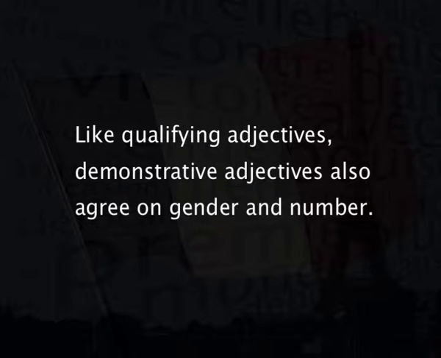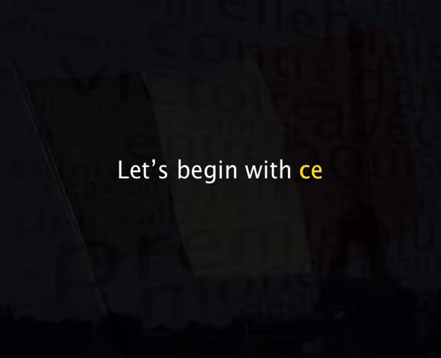Like qualifying adjectives, demonstrative adjectives also agree on gender and number. If the noun that is linked to the demonstrative adjective is masculine singular, the demonstrative adjective also must be masculine singular. Having explained the general characteristic of demonstrative adjectives, let us next look at each demonstrative adjective separately. Let's begin with ce.